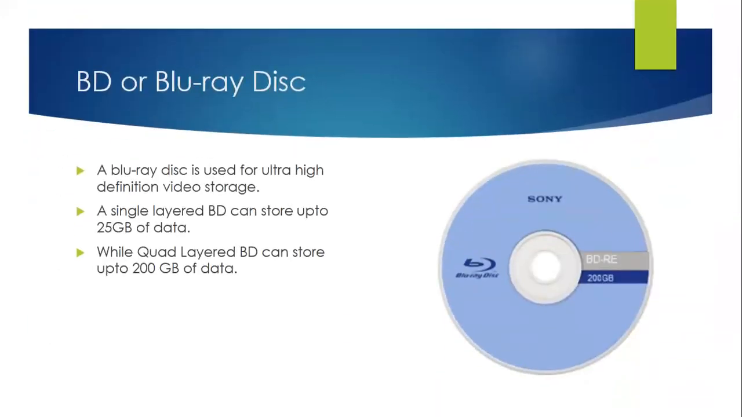Blu-ray disc. A Blu-ray disc or BD is used to store ultra high definition 4K videos. A single layered BD can store up to 25 gigabytes of data, while a quad layered BD can store up to 200 gigabytes of data.